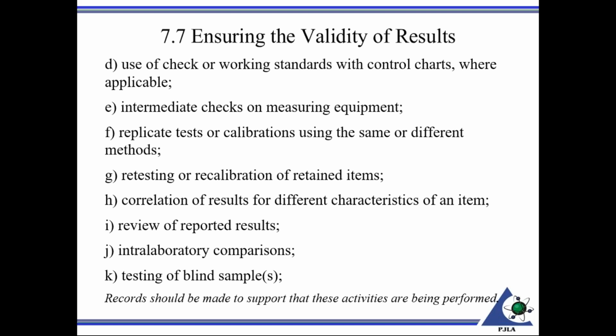Continuing down the list. F, replica test of calibrations using the same or different methods. G, retesting or recalibration of retained items. Going back, doing them again, seeing if the results are being reproduced. Correlation of results for different characteristics of an item. H, so perhaps temperature has an effect on the item being tested or calibrated, and that could be tested as far as H is concerned.